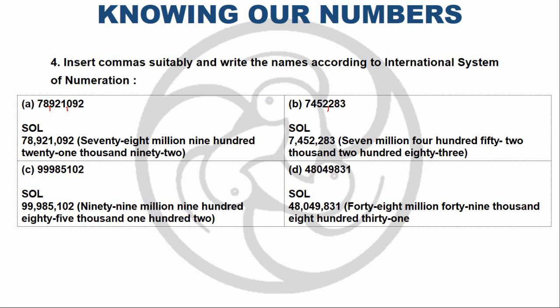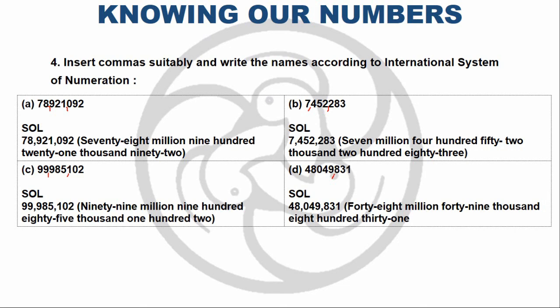After 3 digits we have to put a comma to separate thousand. After 3 digits we have to put a comma to separate million. So this can be read as 7,452,283. What is the subdivision C? After 3 digits we have to put a comma to separate thousand. After 3 digits we have to put a comma to separate million. So how can we pronounce this one? 99,985,102.